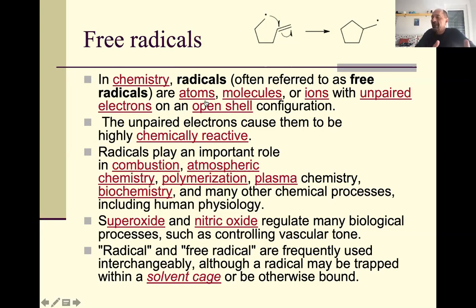You know that, so they are really one of the most important components of the chemistry in the biological organism. Superoxide and nitric oxide regulate many processes, such as controlling vascular tone. And radical and free radical are frequently used interchangeably. So sometimes you just say radical, but this really means free radical. Sometimes, though, a radical can be trapped in a solvent cage or be otherwise bound, because it's not so free sometimes.